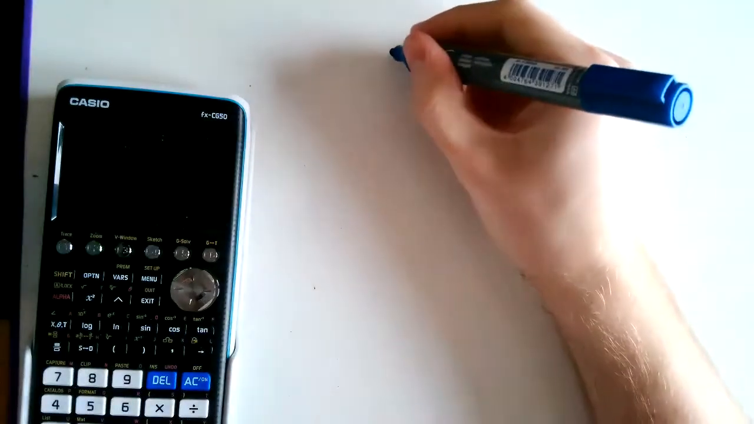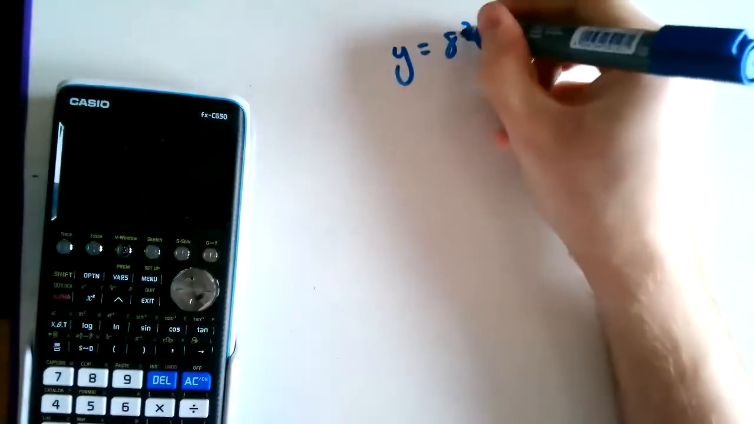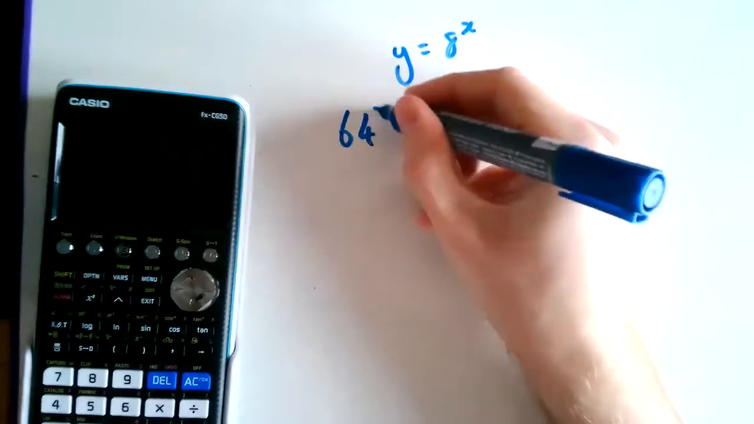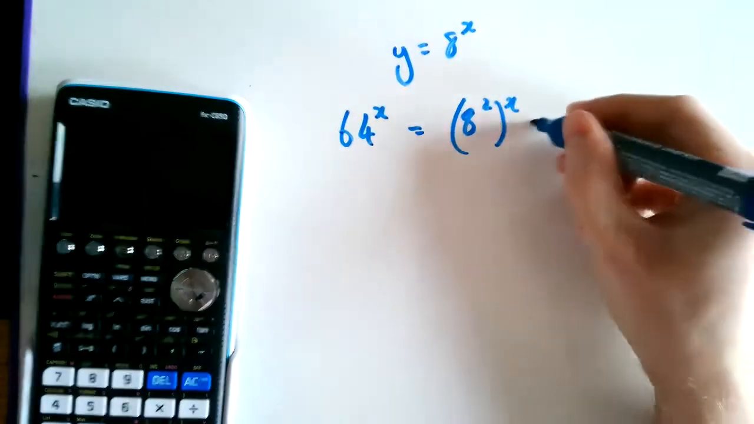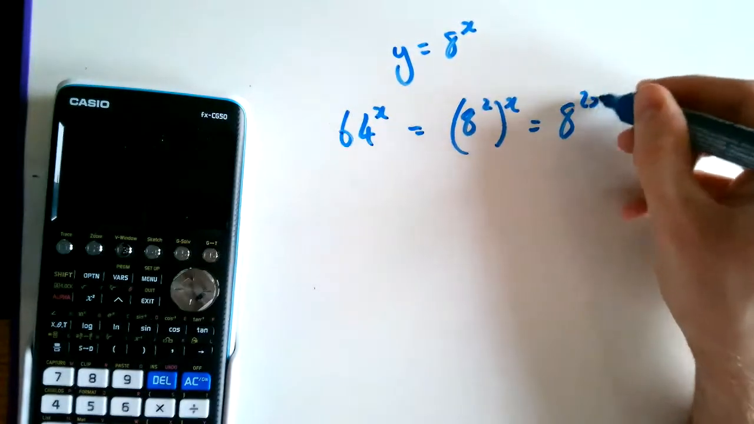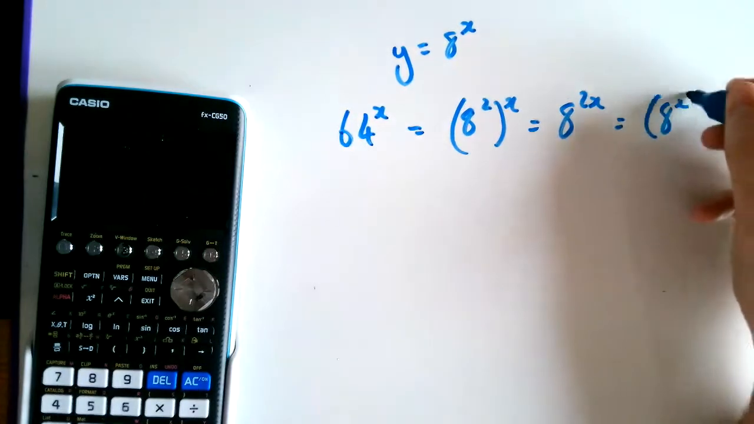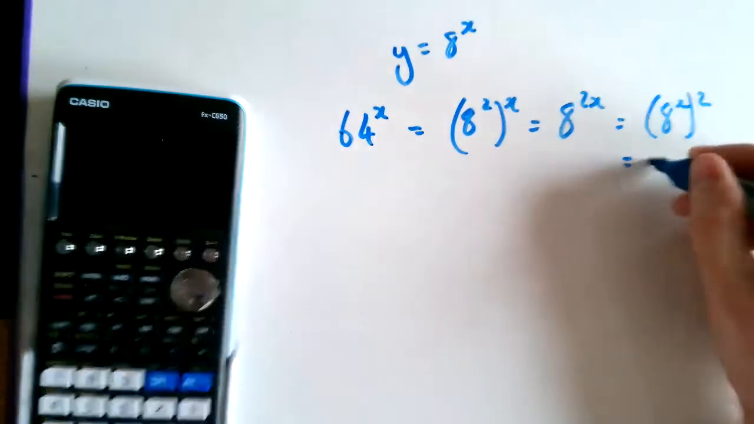Okay, start number 2. So we have y is 8 to the x, and we want to write 64 to the x. That's 8 squared to the x, which is 8 to the 2x, which is 8 to the x squared, which is y squared.